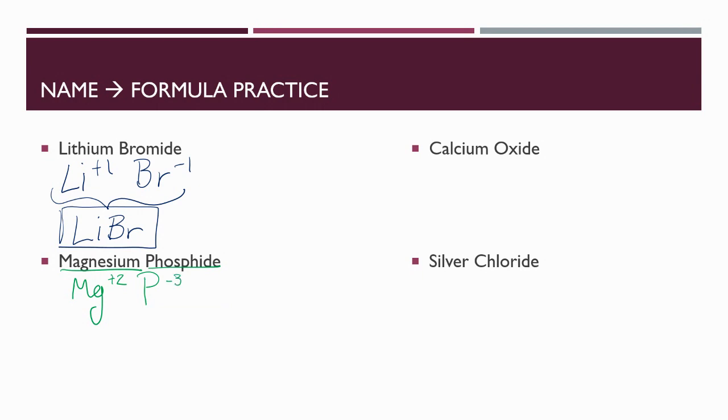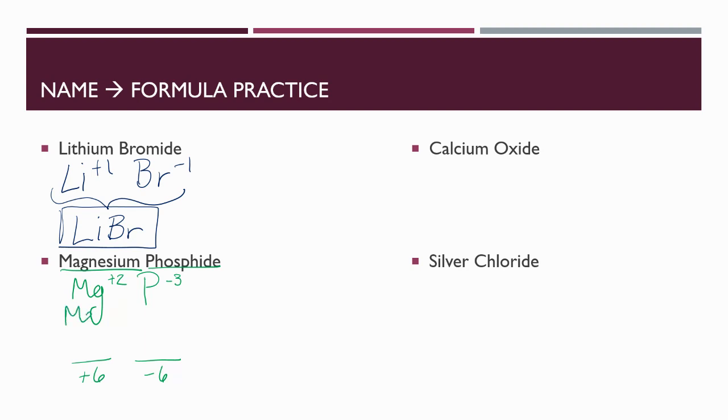Phosphorus lives in group 5, so it has a -3 charge. Well, this one seems a little tricky. I have a 2 and a 3, and how do I balance those out? This is a great one to use that least common multiple trick. The least common multiple of 2 and 3 is 6. So I need a total of +6, and I need a total of -6. That's the simplest way for those to balance out.